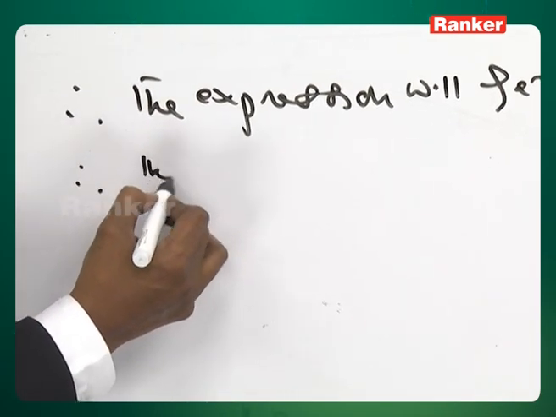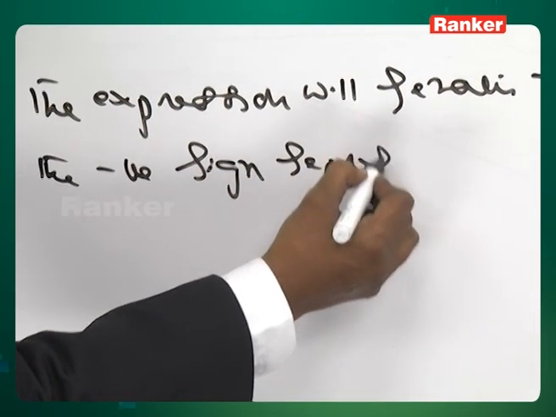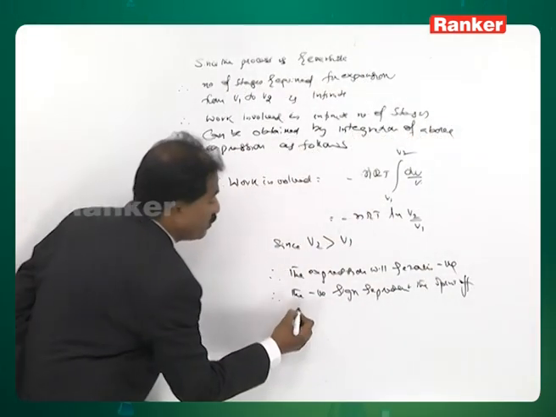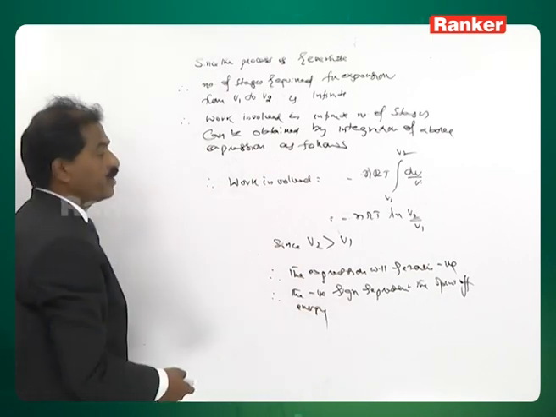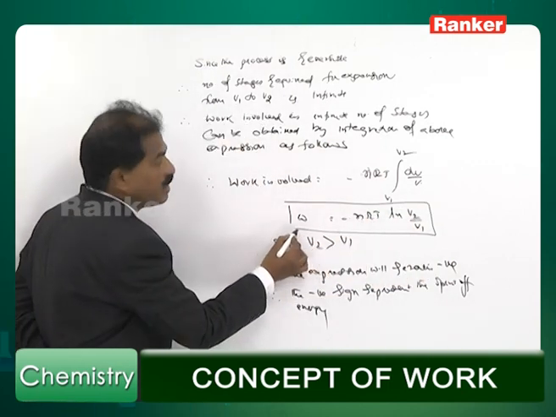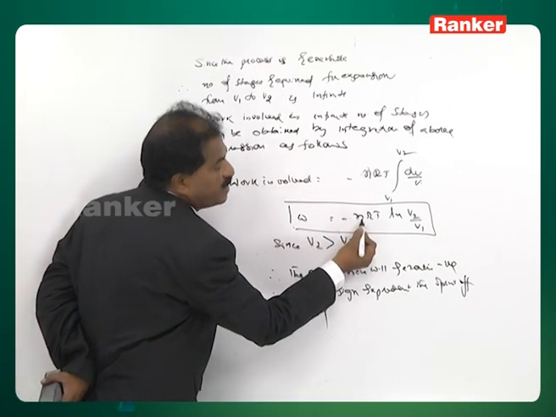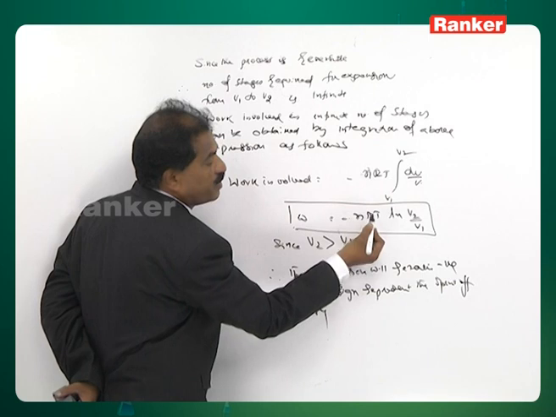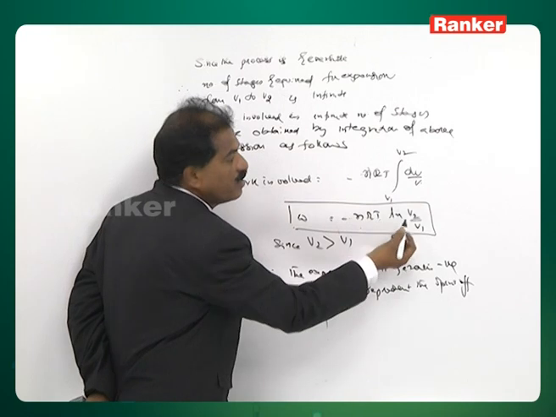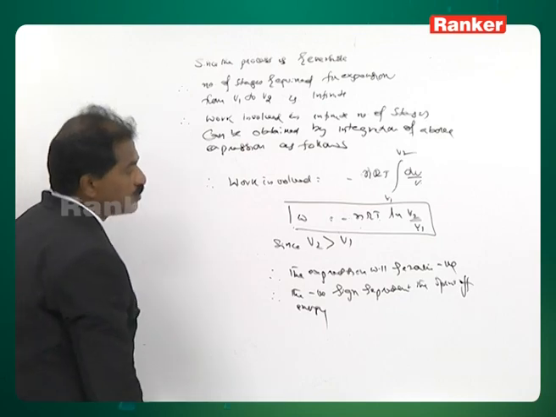Therefore, the negative sign represents the spent off energy. Whenever you want to calculate the work done by the gas under isothermal reversible expansion process, this is the expression. In this expression, n is the number of moles of the ideal gas participating, R is the universal gas constant, T is the absolute temperature on absolute scale, V2 is the final volume of the gas, V1 is the initial volume of the gas.